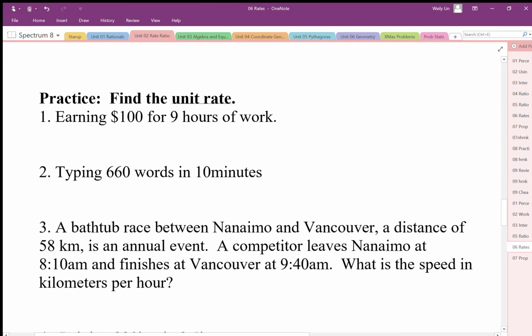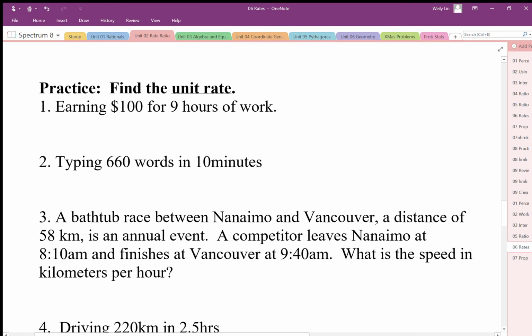So let's do a couple examples here. We want to find the unit rate. We're earning $100 for 9 hours of work. If I want to find out the unit rate, I'm going to take my $100 and divide by 9 hours. So there's my rate. But to get the unit rate, I'm just going to divide those two numbers. So 100 divided by 9 gives us 11.11, so $11.11 per hour. Make sure that you have that rate still showing. You need both quantities to make it a rate.